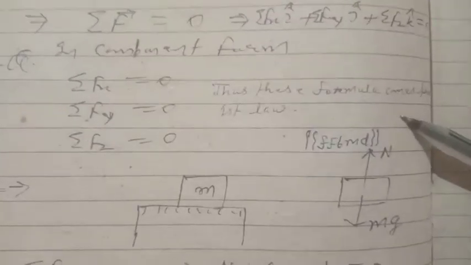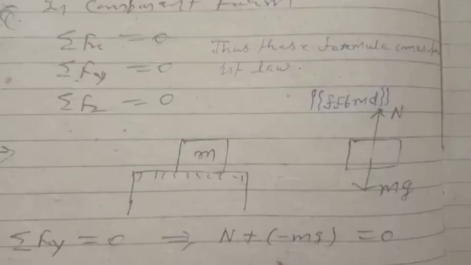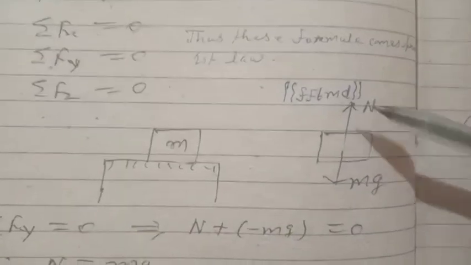That is, upward direction as positive, then downward direction will be negative. It is along the y direction, so sigma Fy will be 0. Now N is in the upward direction, positive y axis, so N is positive, and mg is in the downward direction, that is negative, so we write N minus mg equals 0, so N will be equal to mg. Or you can directly write, because this body is at rest, in this direction the net force is 0, and it will be 0 only when this force is equal to this force, so N will be equal to mg.